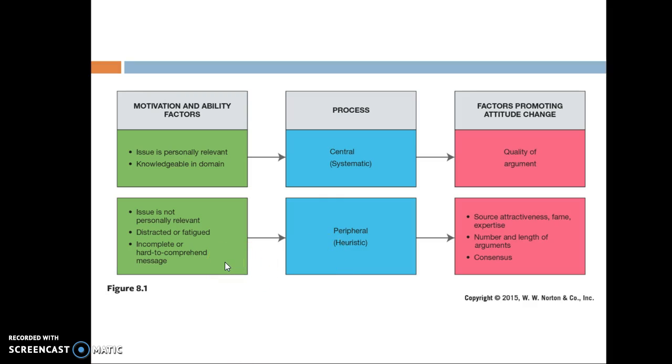So through the central or systematic route, the factors that promote attitude change the most for the central route is the quality of the argument. How convincing are the points that the speaker makes?